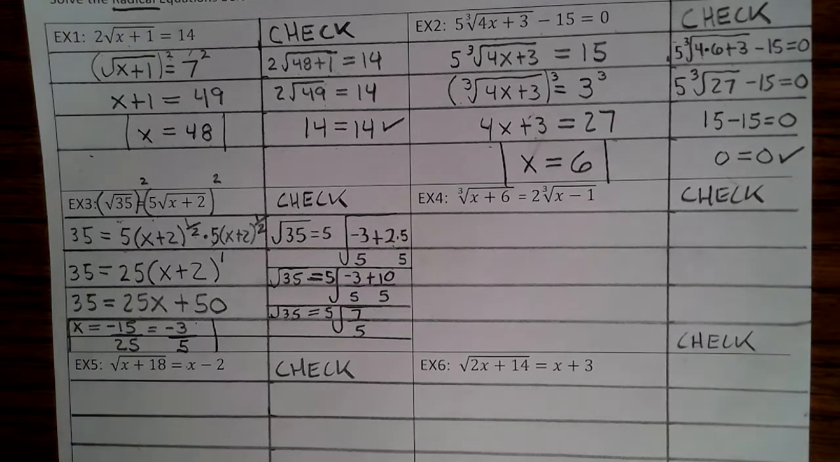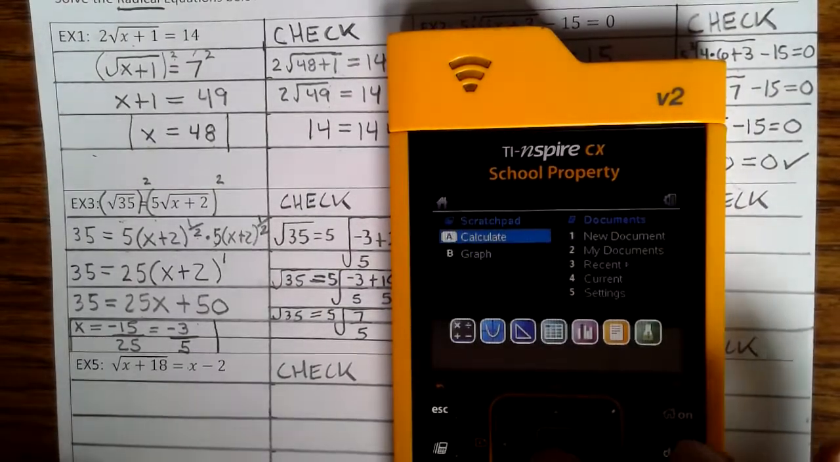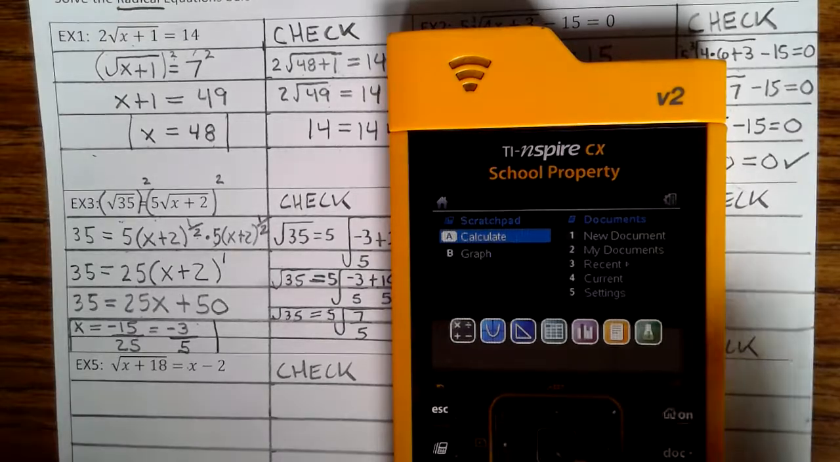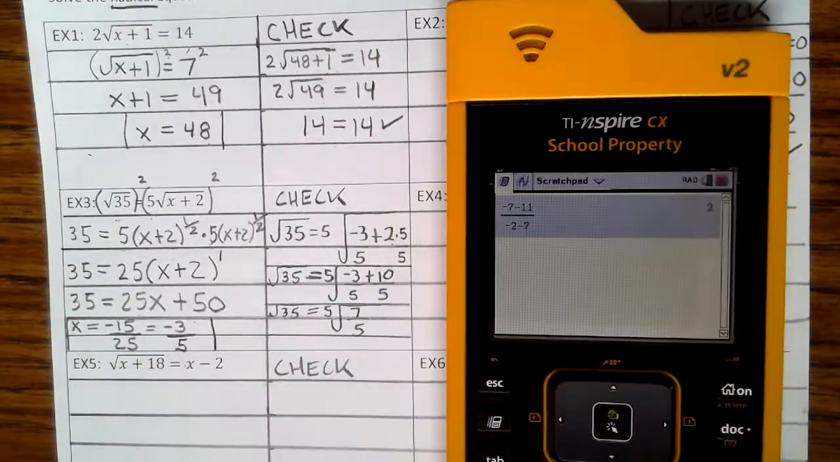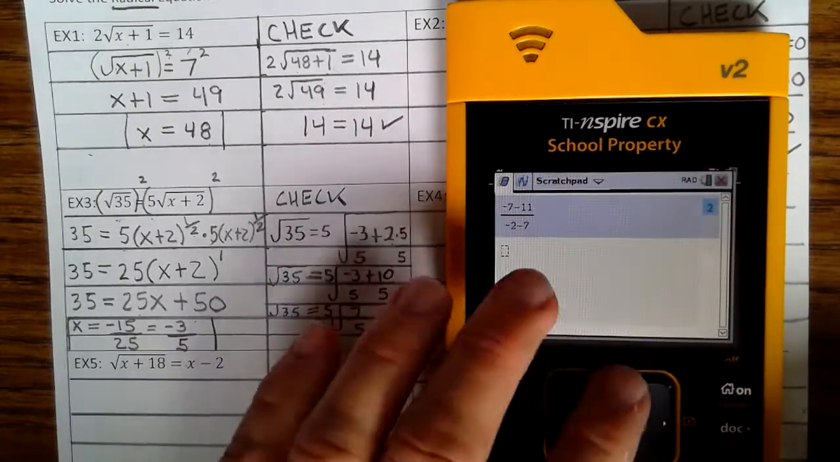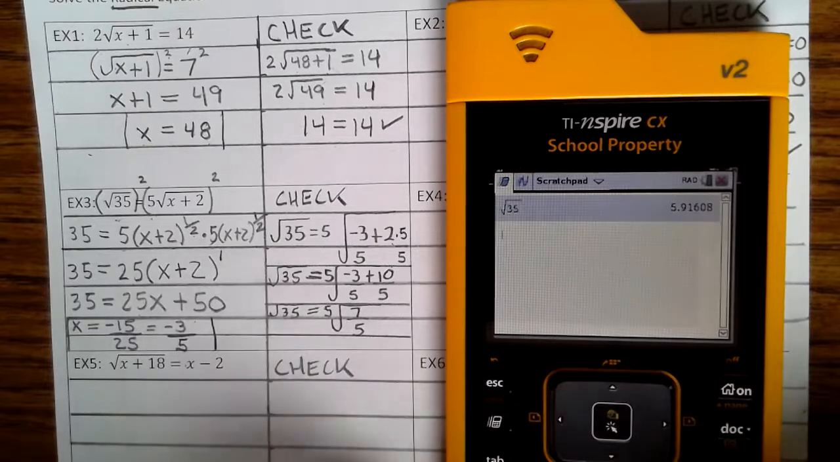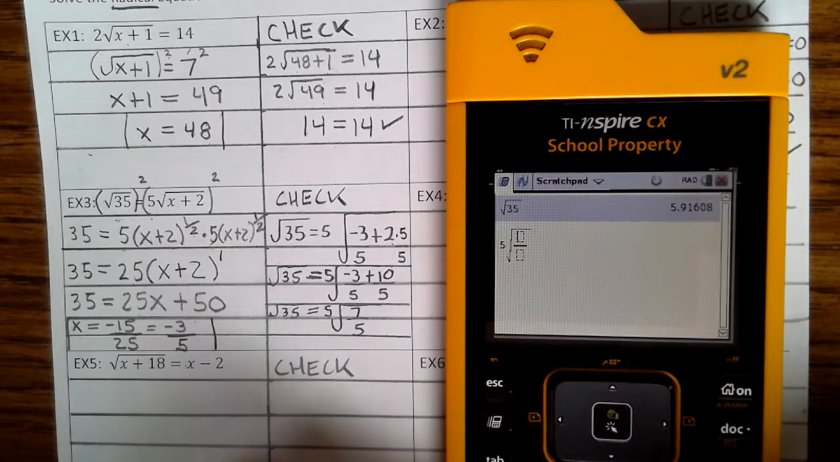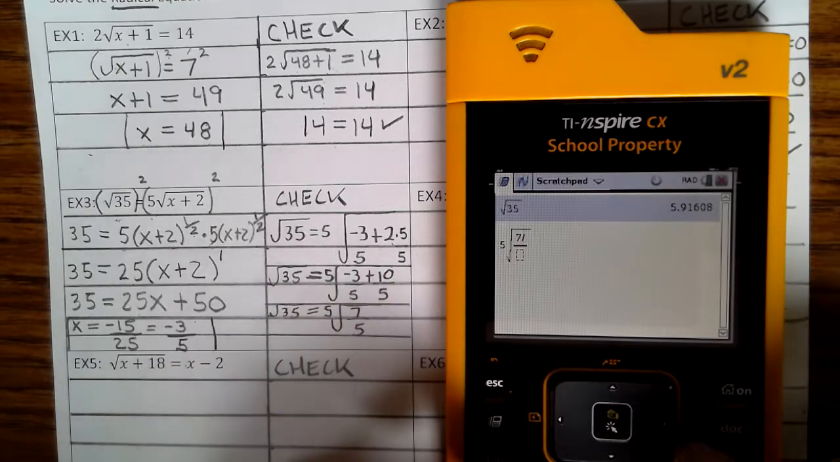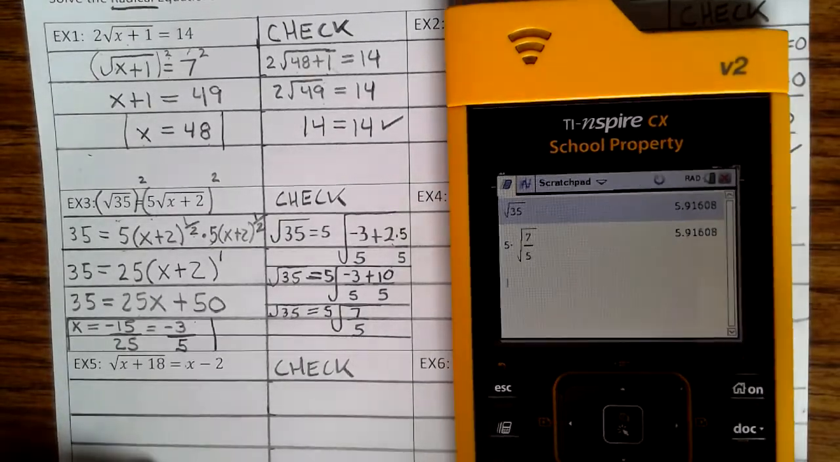Now, this one is the one where you want to use a calculator to check that. So what we're going to do is go to calculate. Okay. Let's delete this here. Okay. And then we're going to do control square root of 35. And then we're going to do 5 times the square root of control divide 7 divided by 5. And you can see here the values are the same, so it checks.